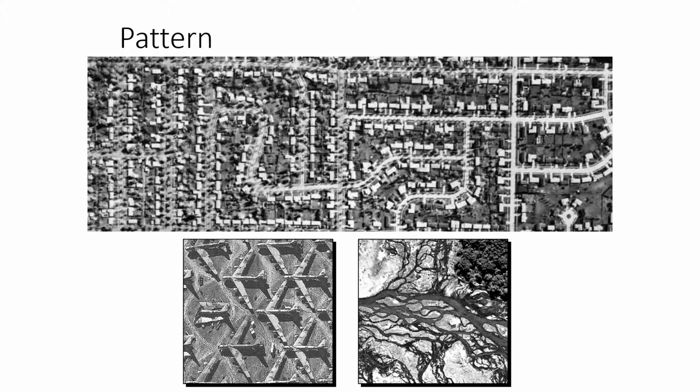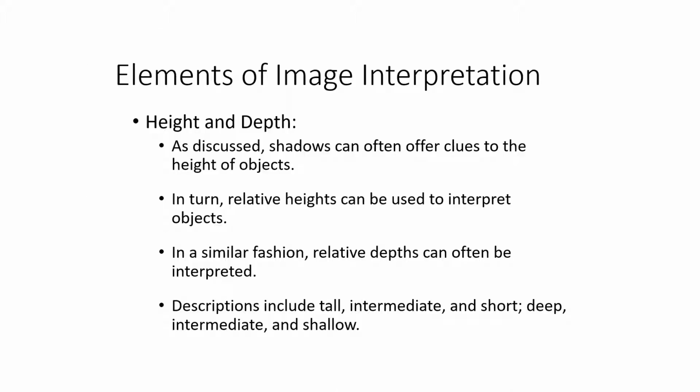And on the top here we see this pattern of roads and housing developments. In the bottom left we see a really interesting pattern because of parked planes. In the bottom right we see the dendritic patterns of a delta. We also look at height and depth, and a lot of this comes from shadows, and we use it to figure out what's going on.